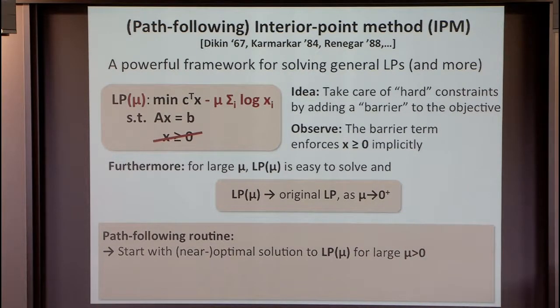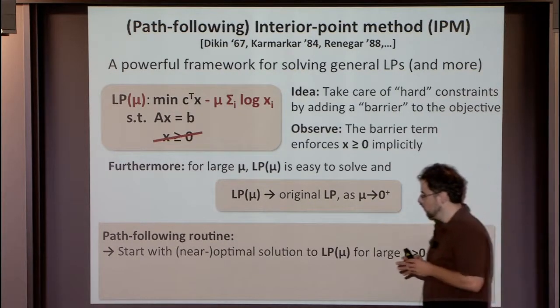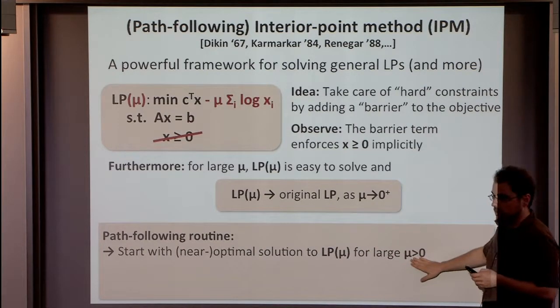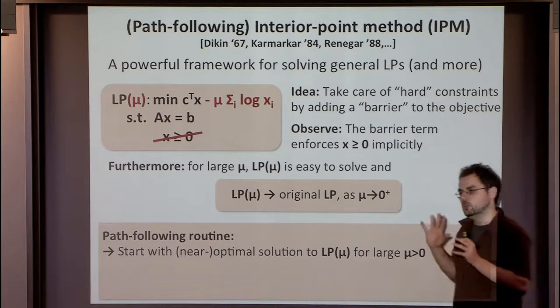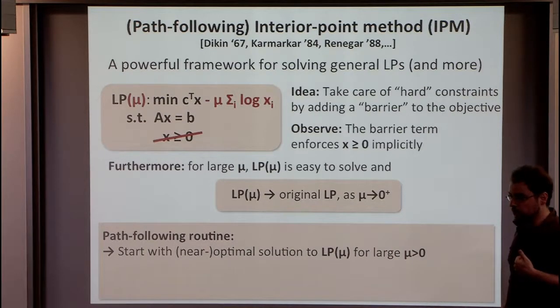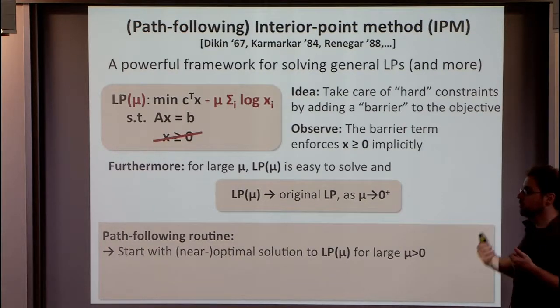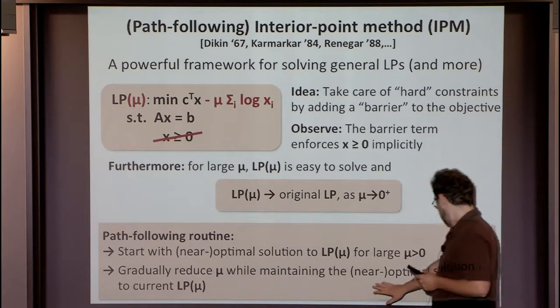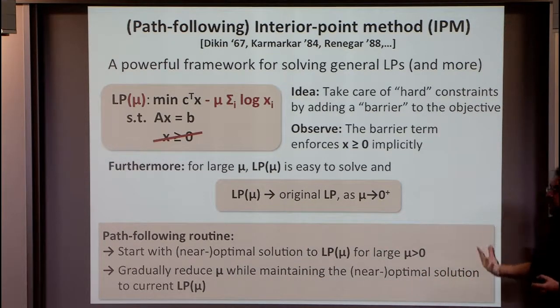What you do is something called the path following routine. You start with some optimal or near optimal solution to your LP mu for a big value of mu. As I asserted, you can get it relatively easily. And now you try to improve your LP, to reduce the perturbation. Given some near optimal solution to LP mu for some value of mu, you try to use this solution to get a solution for LP mu prime for a smaller mu prime.